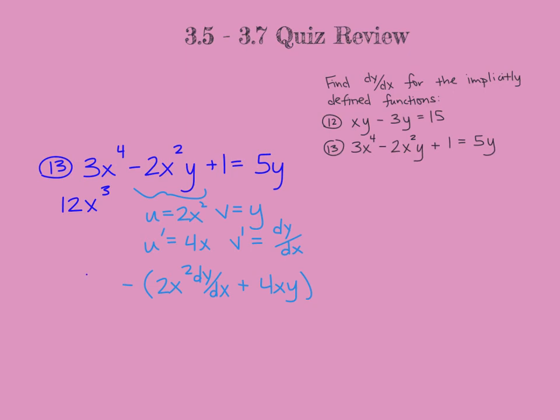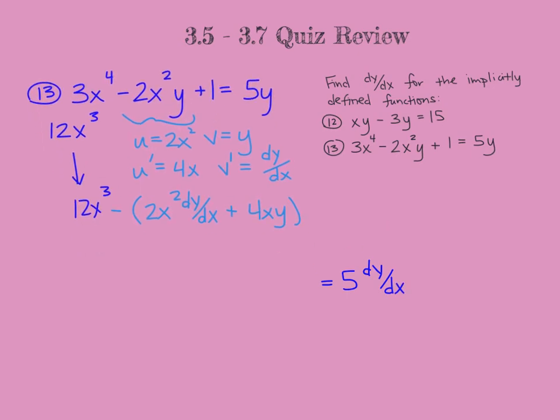So I'm going to bring that 12x cubed down. Then we want to find the derivative of 1, which is just 0, so it'll go away. Then it's going to be equals the derivative of 5y with respect to x, which is 5 times dy/dx.